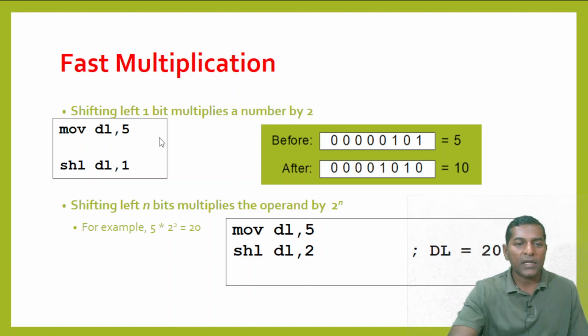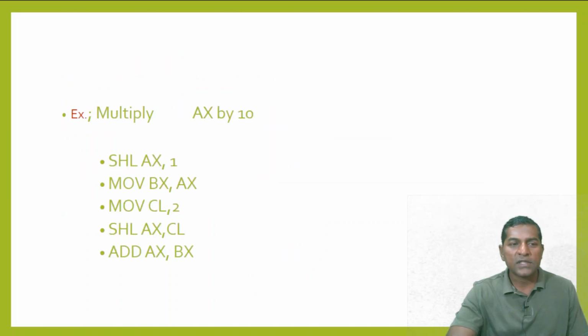For example, here if we move the content 5 and shift the contents by 2, it means 2 to the power 2, and the number shifted is 5. So we'll get 20 as a result in the final destination. So this is an example. With this, we can shift the contents and get the multiplication after shifting.